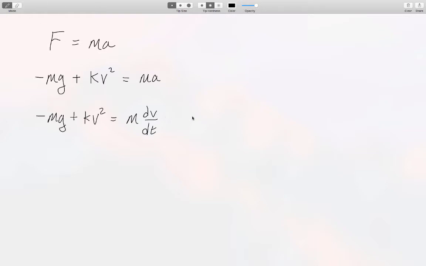We could say this is a first order, and it's a nonlinear differential equation. And it's nonlinear because of this v squared. So it's a derivative of v with respect to t, and it has v squared in the equation. So it's a nonlinear first order differential equation.